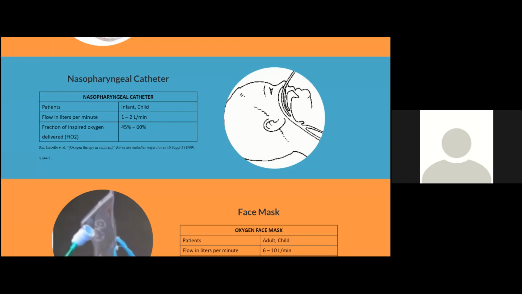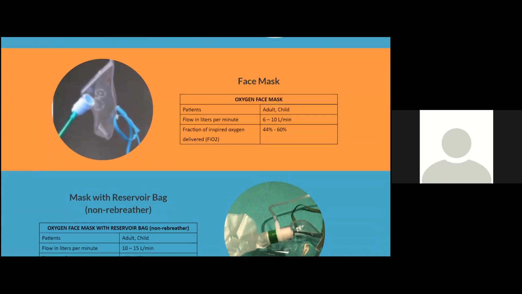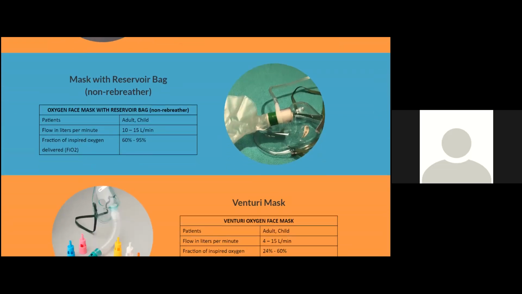If still you are not satisfied after using the nasopharyngeal catheter, you move on to the face mask. And on the face mask, we can use the plain face mask, the rebreather face mask, which has a slightly higher FiO2. And remember, when using the face mask, the flow rate should be higher than when you're using the nasal prong. If still not happy with this, you move to the non-rebreather face mask.